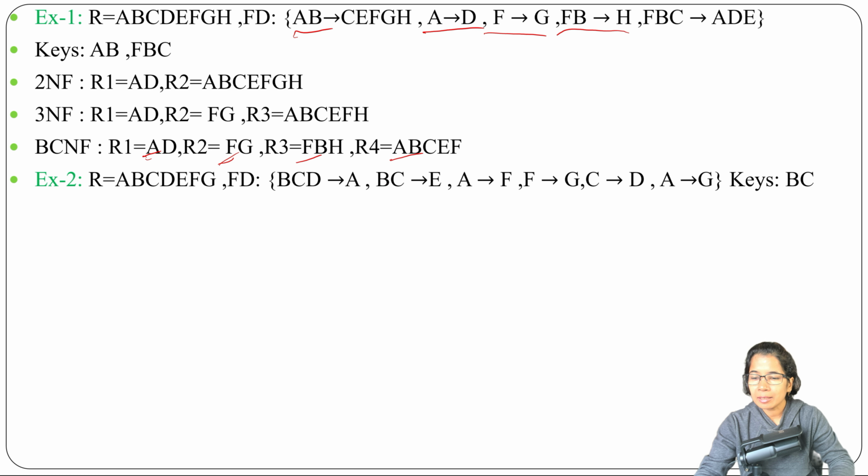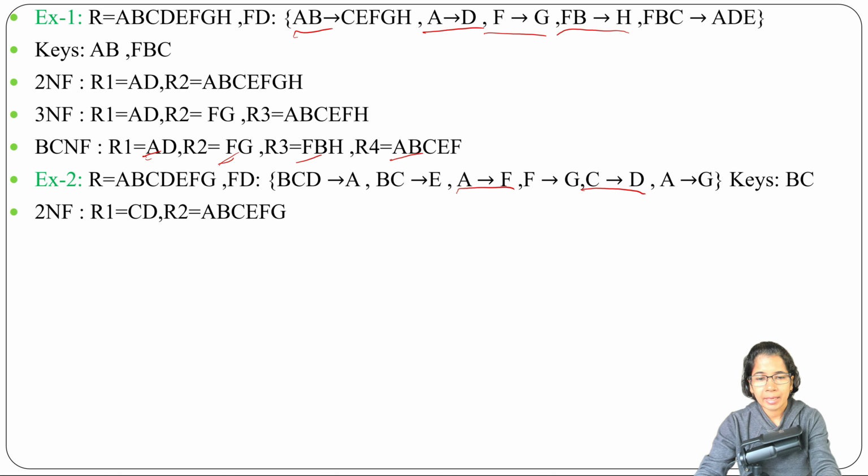Let's see another example, example 2. R equals A, B, C, D, E, F, G, and there are some functional dependencies here. Key equals BC. BC positive closure contains all the attributes, that's why the key is BC. Now in 2NF there should not be any partial dependency. So whatever is dependent only on B or only on C, we will separate. Here C implies D, that will be separated in 2NF. In 2NF there will be two relations: R1 CD, R2 A B C E F G.